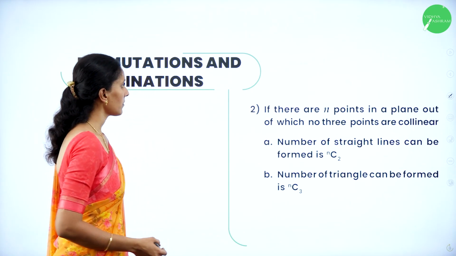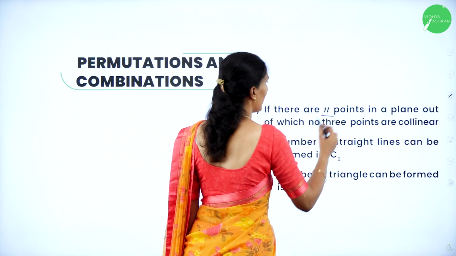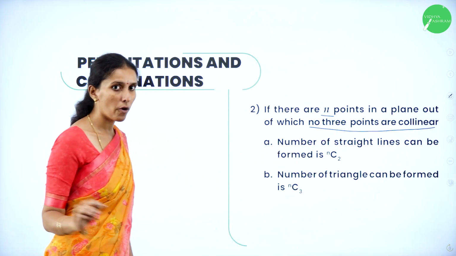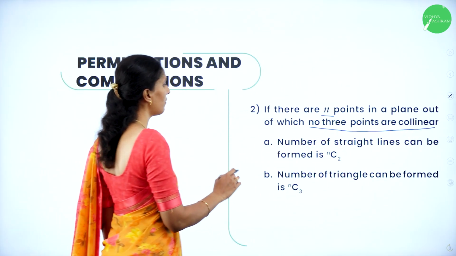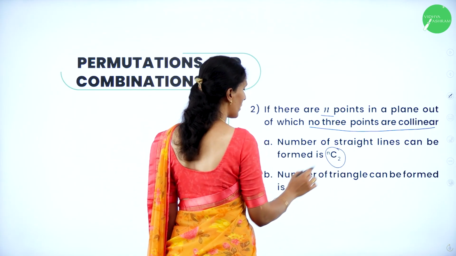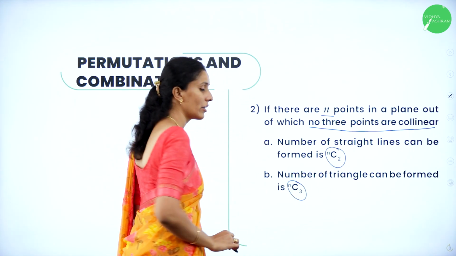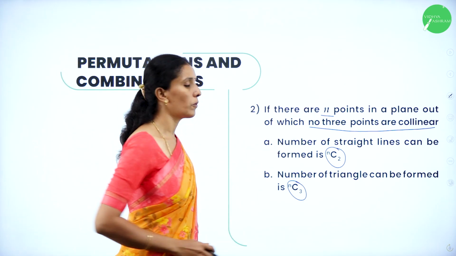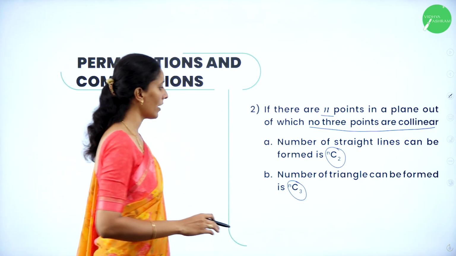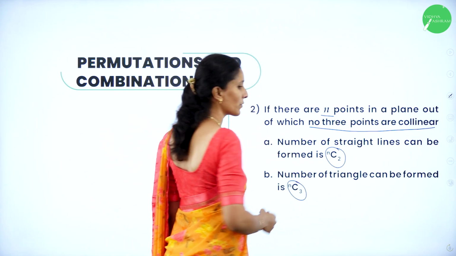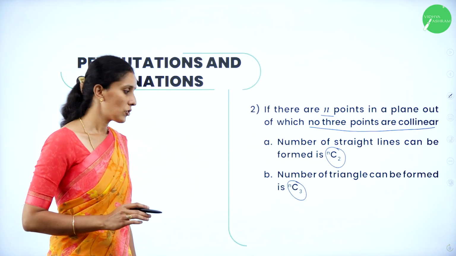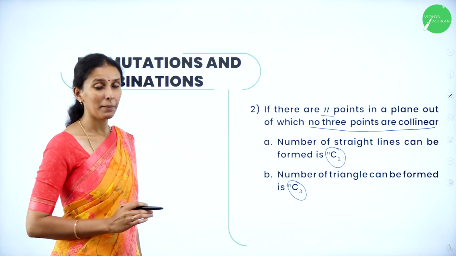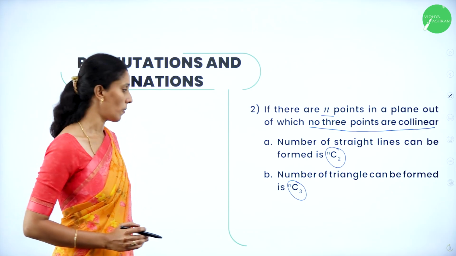Next case. If there are n points in a plane, no 3 points are collinear, then the formula is just NC2 for straight lines and NC3 for triangles. No need to subtract any collinear points because no 2 points or no 3 points are collinear there. So therefore, the formula is very simple. That is NC2 for straight lines and NC3 for triangles. Remember these formulas while solving the problems.